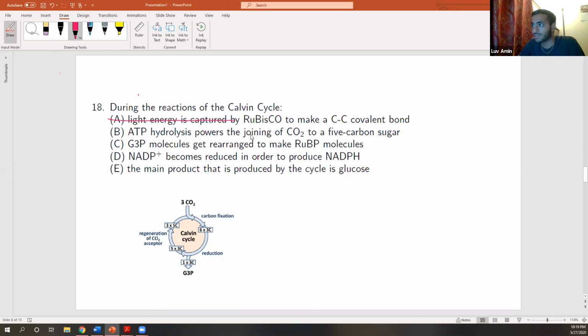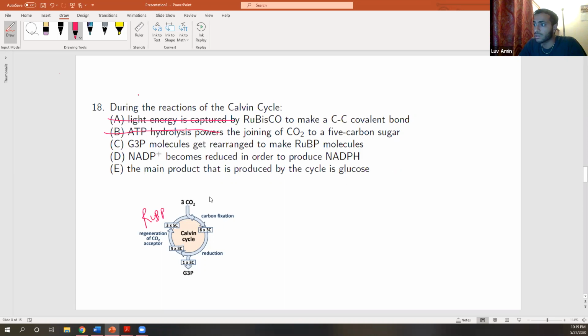B, ATP hydrolysis powers the joining of CO2 to a 5-carbon sugar. Well, we know that ATP doesn't come into play in joining CO2 to the 5-carbon sugar. That's done by Rubisco, which doesn't require ATP. And then we got C, G3P molecules get rearranged to make RUBP molecules. So that's true, right? So we're taking RUBP here, right?